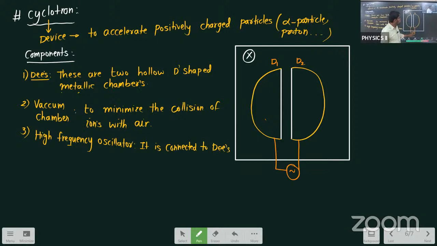Who is doing this work? This work is done by the high frequency oscillator. I hope you understood the meaning of high frequency oscillator. So this high frequency oscillator is connected to the two Ds. And the final component, the fourth one, is the source.